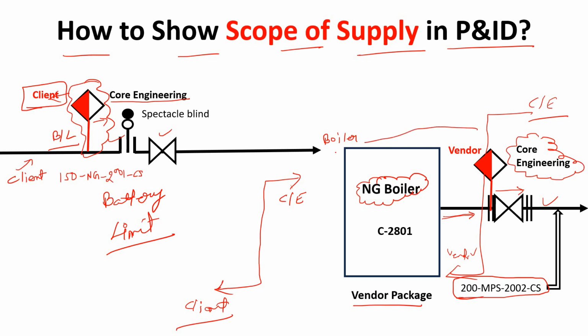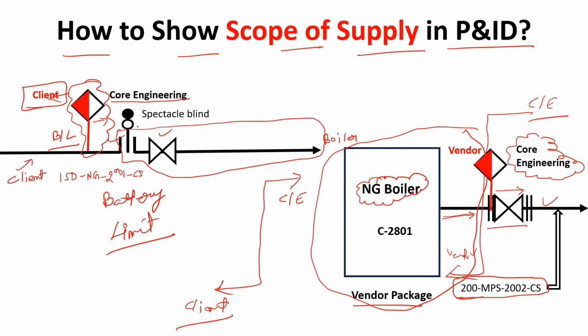This means this will be in the scope of the vendor, and this line will be provided by the vendor, and after that we will use one valve, or one spectacle blind as well, you could say, and after the valve and the line, that will be in our scope. Same here, this will be in our scope. I hope you understood my point, how to show the scope of supply in a PNID.